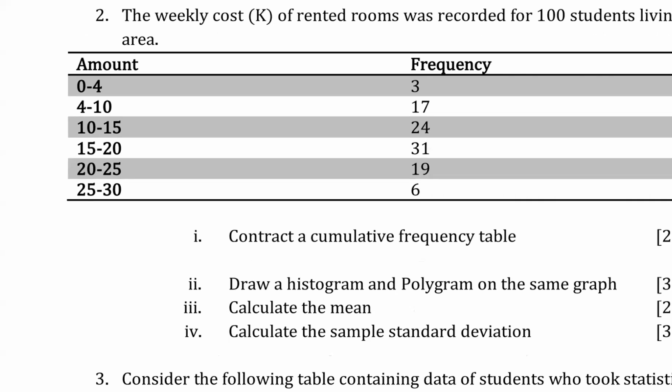So this is the range. These were weekly costs for the room. Others were charging 4 kwacha per week. There are 100 students in total. Those within the range of 0 to 4 kwacha were 3. That's the frequency. From 4 to 10, it's 17, and 15 to 20, 31, and 25 to 30, 6.